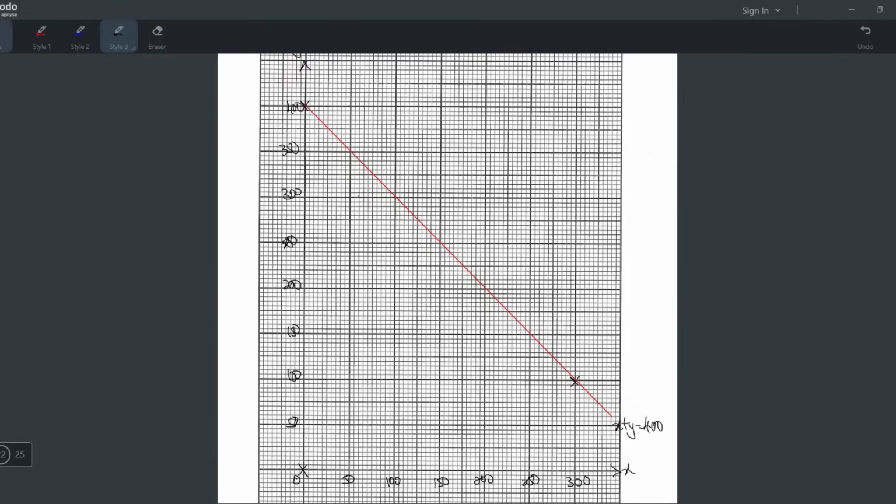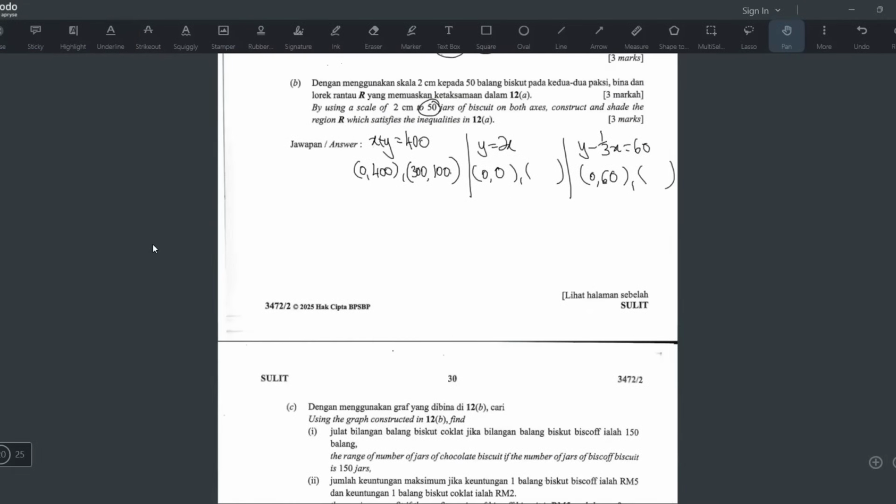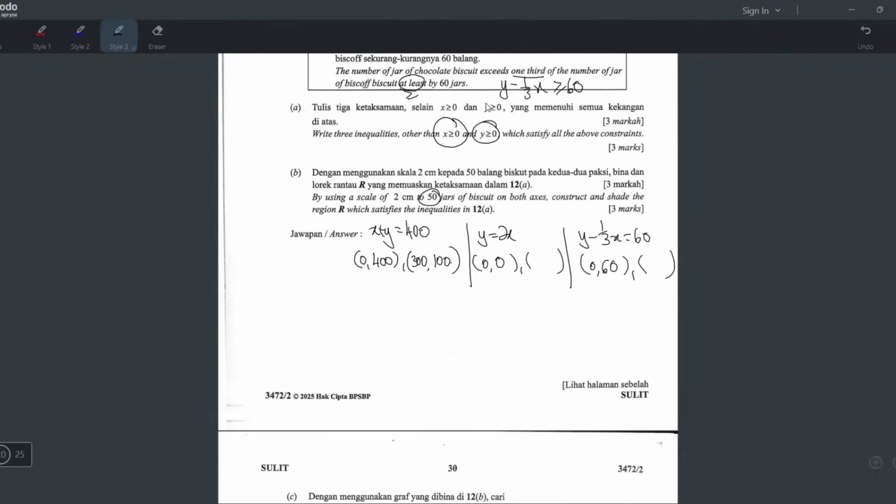So it's 0, 0, right? Yeah, 0, 0. And for the next point, I have to find another point. I cannot sub y = 0 again because I will end up getting the same point. So what I can do is sub another point. Okay, maybe try sub x = 300, 300 times 2 will be 600.